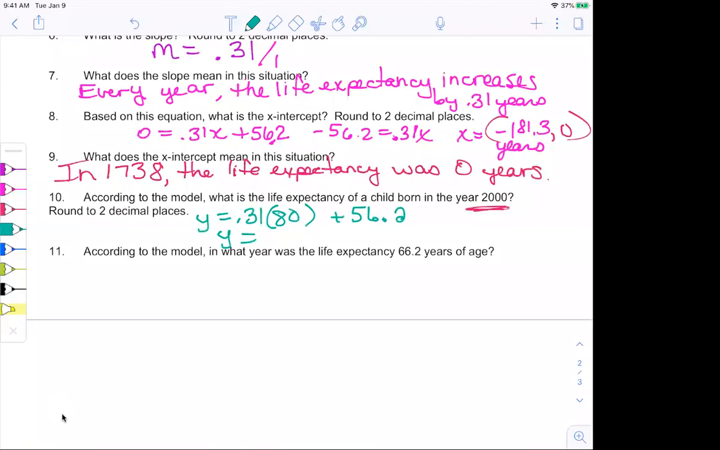Jaden, did you get a number for number 10? A value for number 10 for about the life expectancy of a child born in the year 2000? Yeah. Do you want me to give the answer, right? Yes, please. Okay. 81 years. Yeah, perfect.